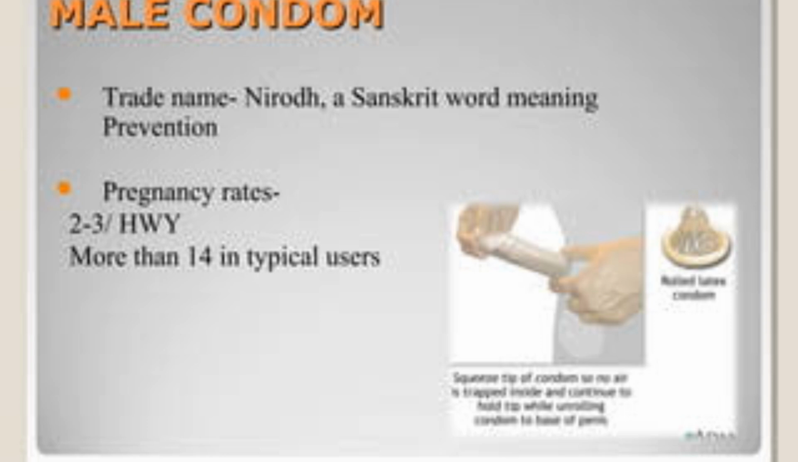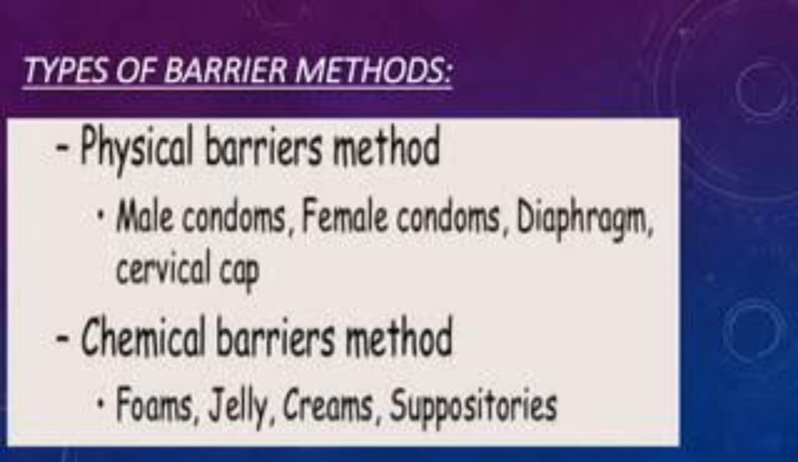Next is called chemical methods. Here it helps to increase the efficiency of barrier methods like vault, diaphragm, cervical cap, etc. It includes the usage of spermicidal substances which will kill the sperms, like jellies, tablets, and creams, placed in the vagina about 5 to 10 minutes before sexual intercourse. So it helps to kill the sperm and that will prevent the pregnancy.